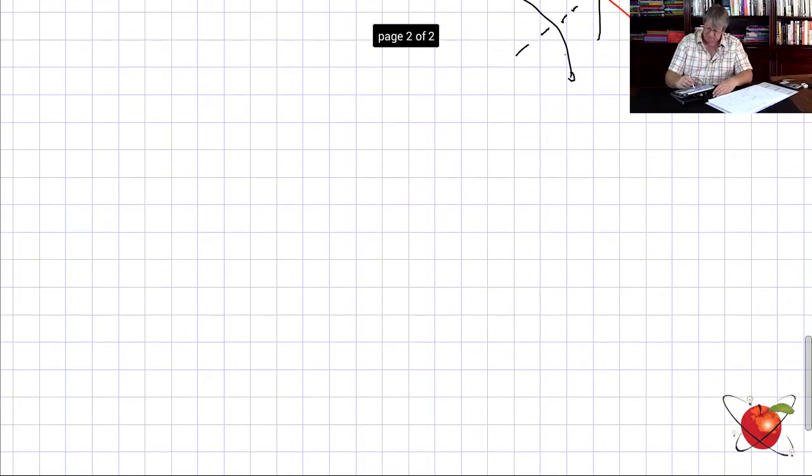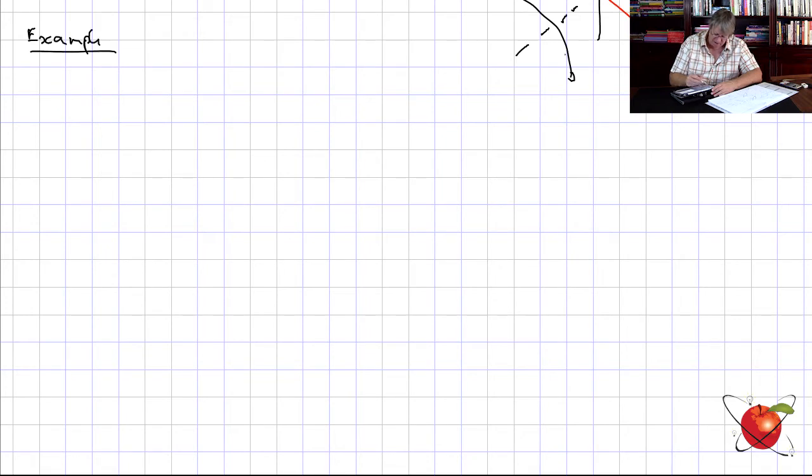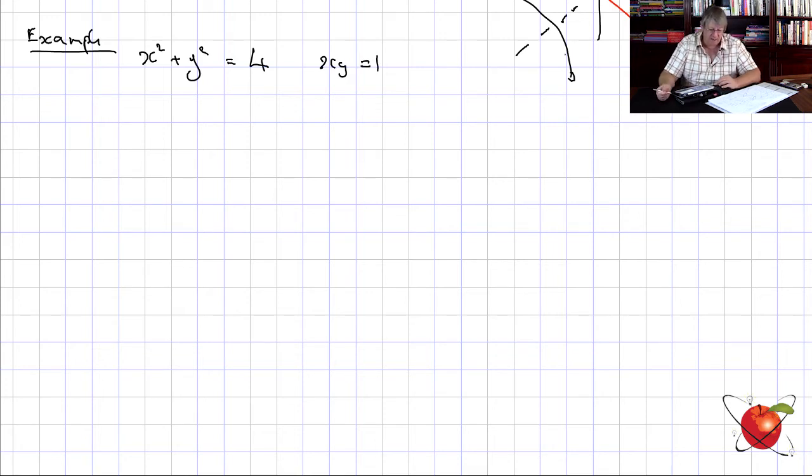Let's have a look at another example of this. This is quite a cool one. They give us x squared plus y squared equals 4, and xy equals 1. Whoa, this is quite a hairy one, isn't it?